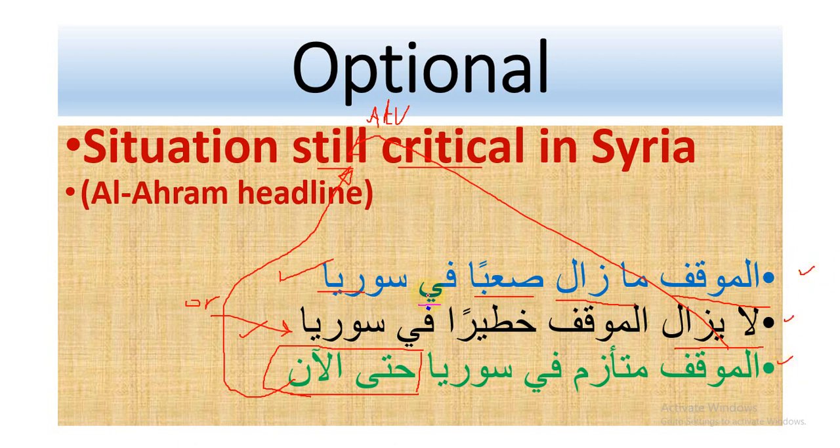So we have here الموقف ما زال صعبا، لا يزال الموقف خطيرا، أو الموقف متأزم في سوريا. So we have here 3 different ways. So that's why it's optional. It's totally up to you. If you go for the direct approach, it is acceptable, and you can change this part of speech into another part of speech. So we changed this adverb into a verb, or we changed this adverb into 2 parts of speech here, a preposition plus an adverb of time.